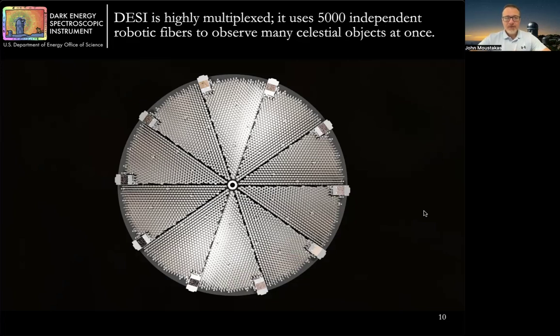Okay, so as I mentioned, DESI has these fibers which we use to collect the light of distant objects. These are 5,000 independent robotic fibers, meaning they can each move independently. And that allows DESI to be highly multiplexed, meaning it can do a lot at the same time. So those fibers are arranged in 10 petals like a pizza, and in each one of these petals or wedges, there's 500 fibers. So let me show you a quick video of what that looks like.